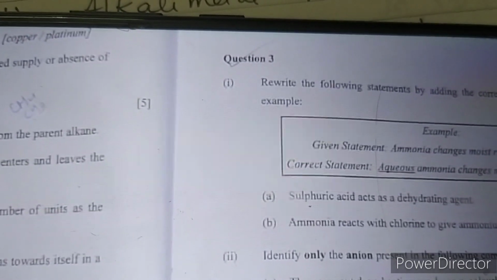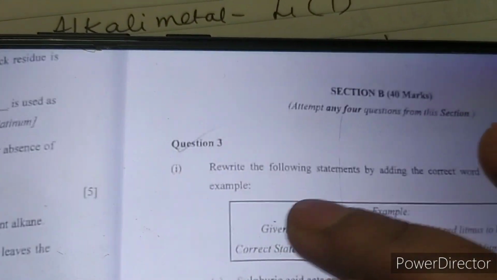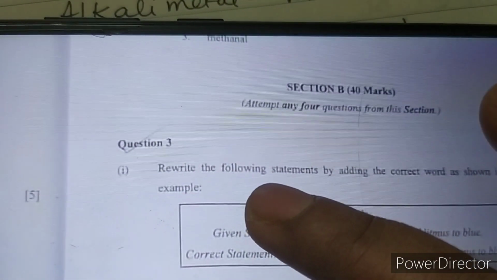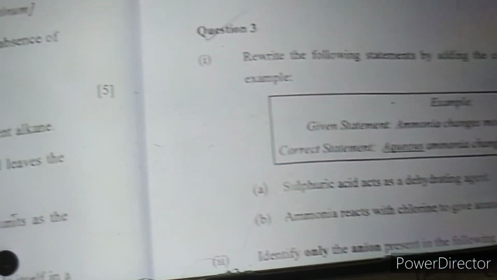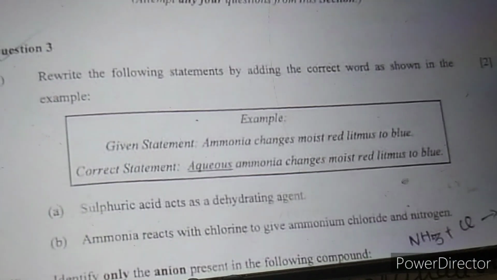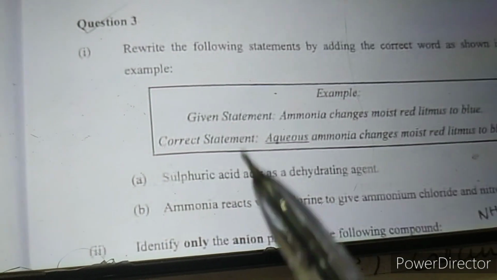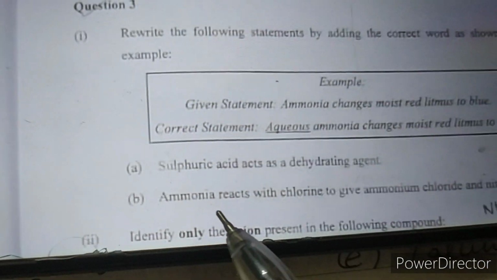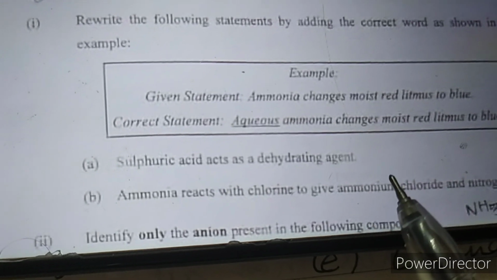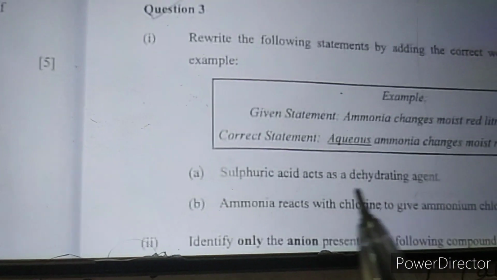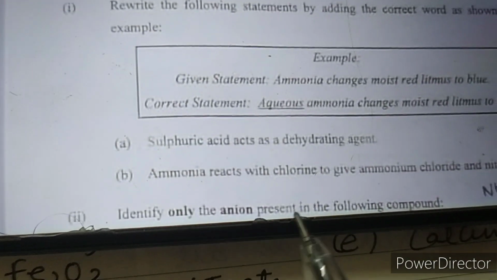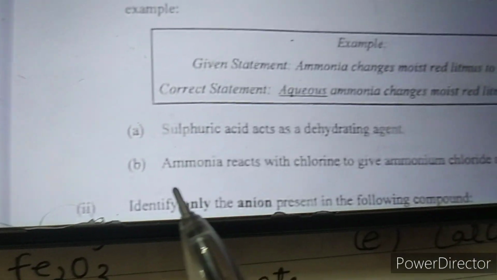Dear students, in this video we'll discuss section B of the Chemistry 2024 ICSE paper. In this, question number 3 is: rewrite the following statement by adding the correct word, as you have been given in an example. First is, sulfuric acid acts as a dehydrating agent, so you have to insert the word concentrated. Concentrated sulfuric acid acts as a dehydrating agent.